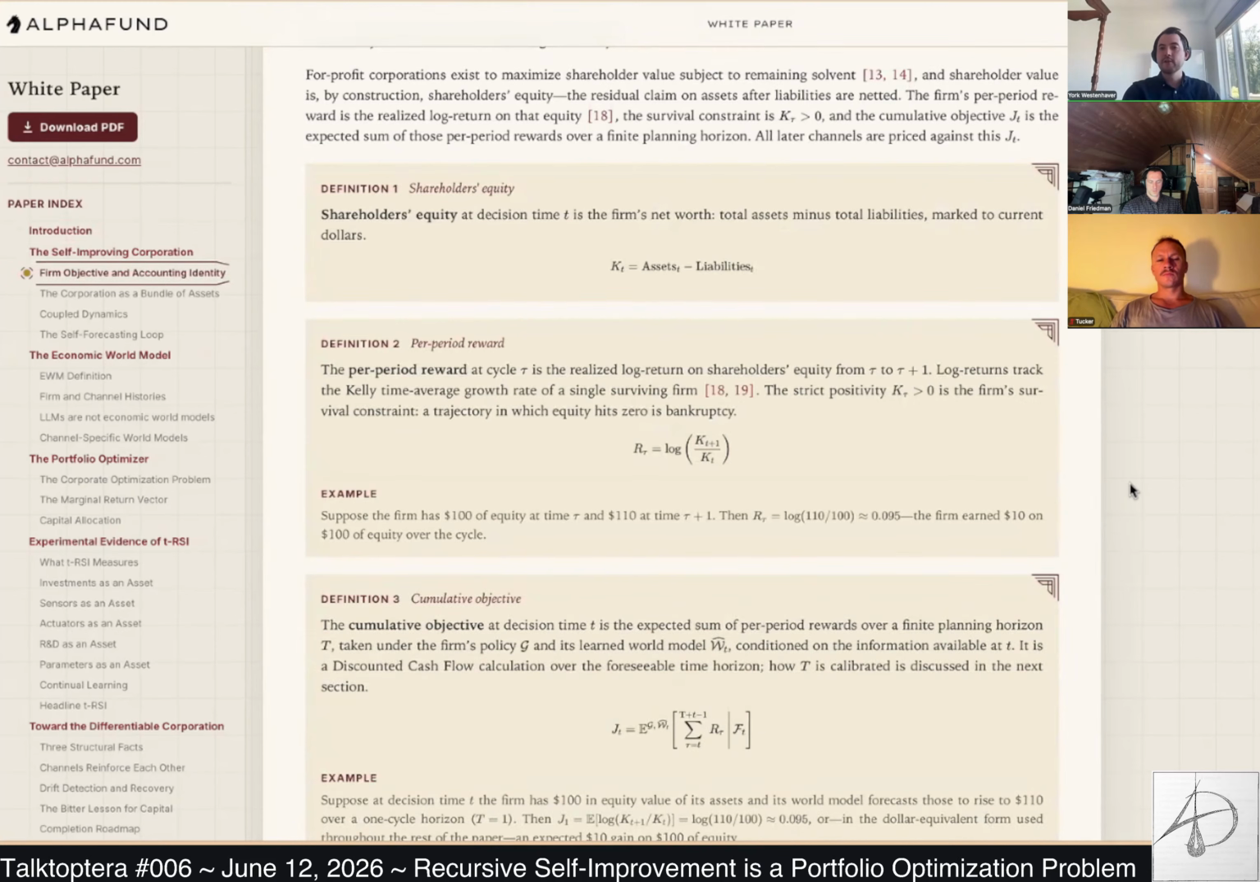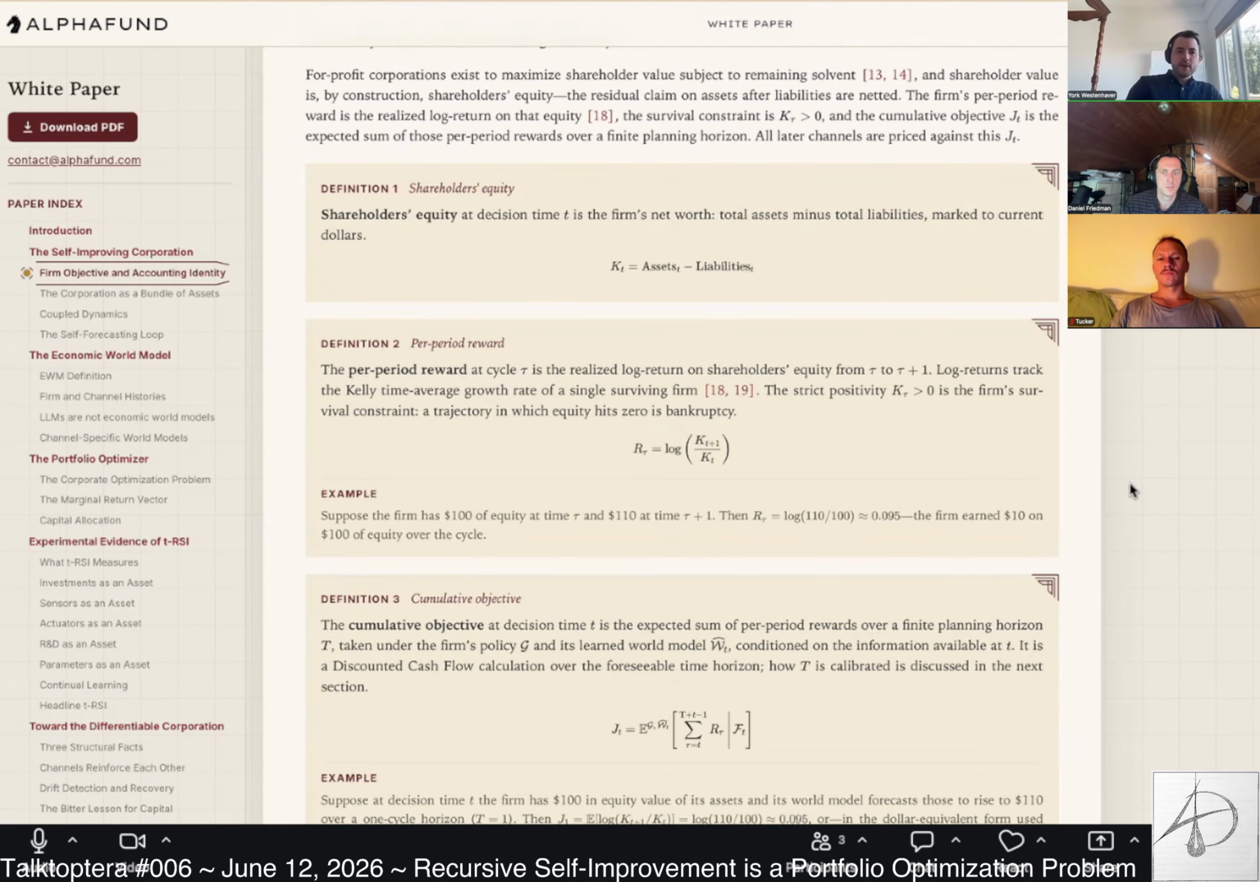A company has shareholder equity, and there was a Supreme Court case, Dodge v. Ford, where the Dodge brothers sued Henry Ford for being too kind to his workers, essentially paying them too much money. And that was when it was legally mandated, essentially, that a corporation has to maximize shareholder value, has to maximize shareholder equity, which means assets minus liabilities, right?